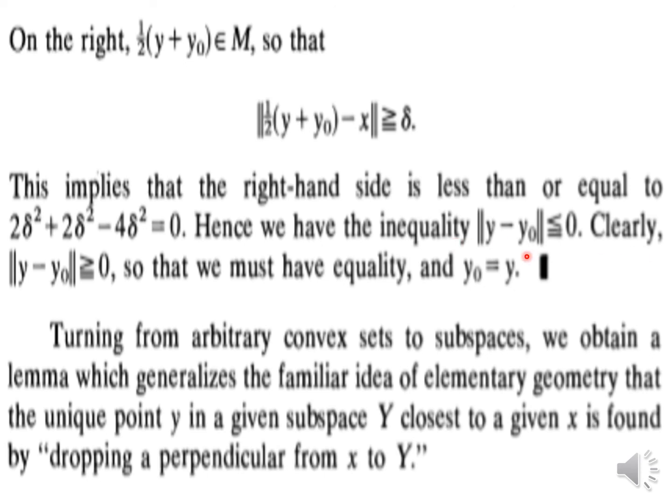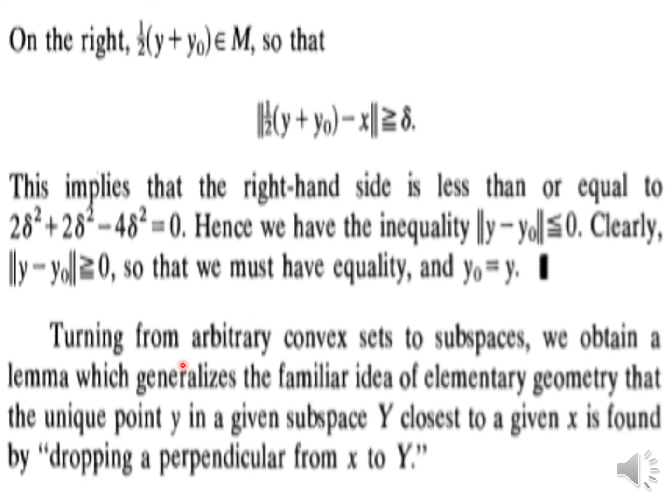Clearly the norm of y minus y naught is less than or equal to 0, and the norm is also greater than or equal to 0, so we must have equality, and y naught is equal to y. This is my required point, so the uniqueness is shown.